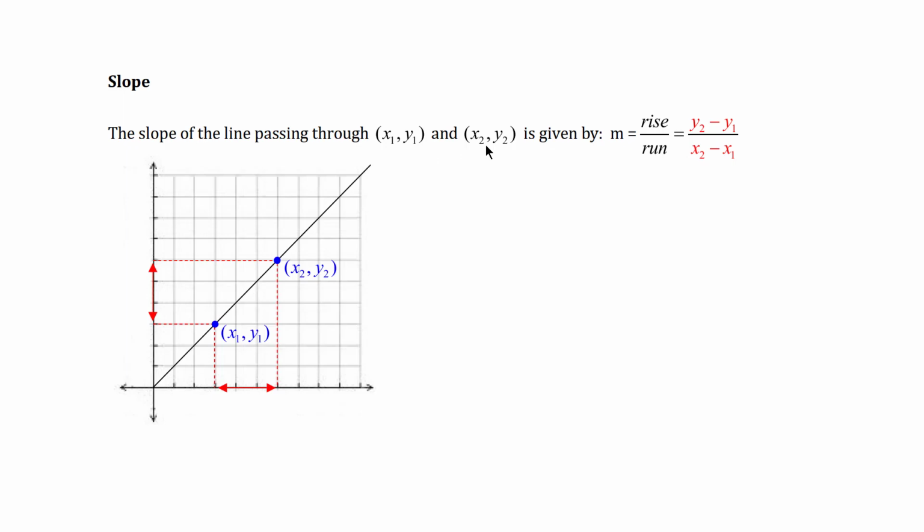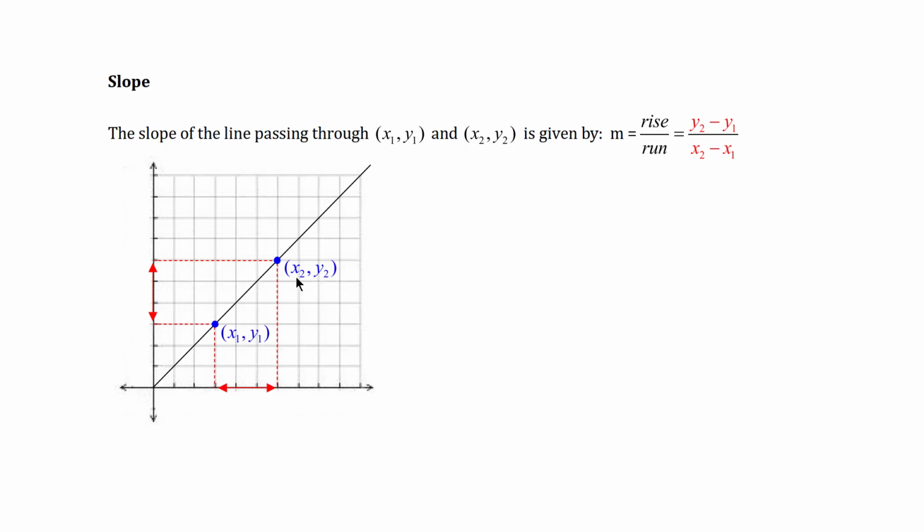Looking over to the left, we have a graph which displays only quadrant 1. On this graph, we have 2 points, (x1, y1) and (x2, y2). Going through those 2 points, we have a 45-degree line, which also goes through the origin. To find the slope of this line, we need to find the rise and the run. Let's start by taking a look at our points (x1, y1) and (x2, y2).